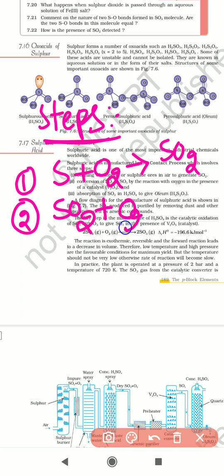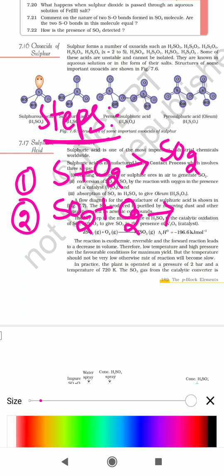oxygen gas in the presence of a catalyst. What is the catalyst we are using? Vanadium pentoxide, V2O5. Vanadium pentoxide is the catalyst. So SO2 will be converted into SO3. Sulfur trioxide will be forming. So sulfur dioxide reacts with oxygen to form sulfur trioxide.